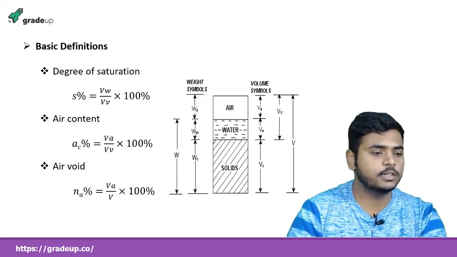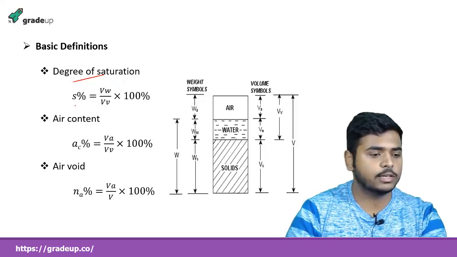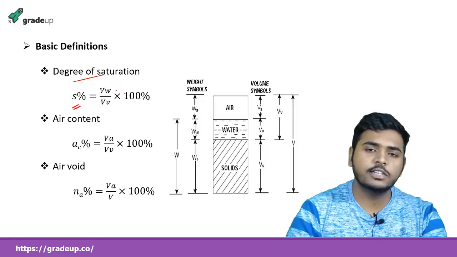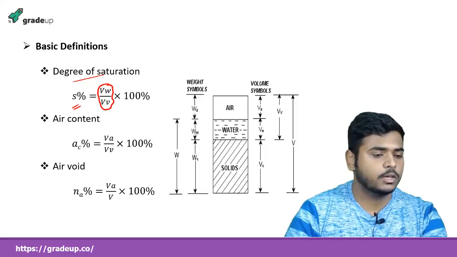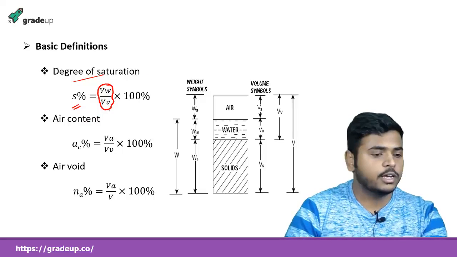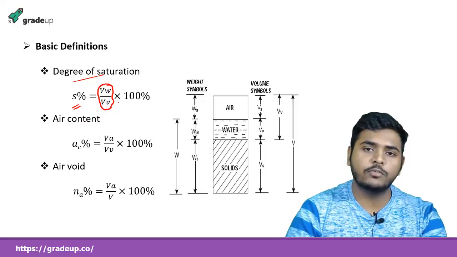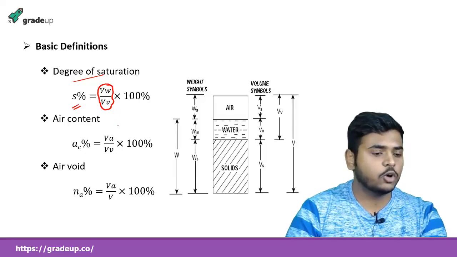Coming to the next basic definition, that is degree of saturation. It is denoted by percentage and by the symbol S. It is defined as the ratio of volume of water to the volume of void. Air content. Air content is defined as the ratio of volume of air to the total volume of void.